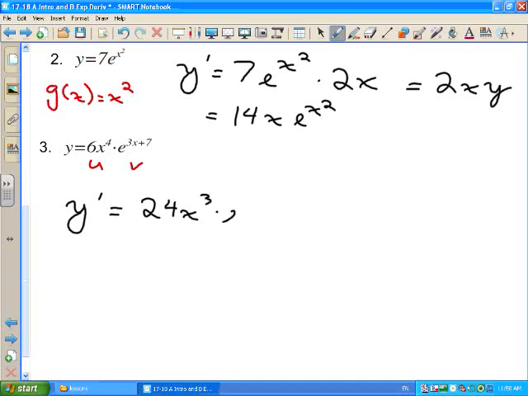Multiply this by our v function, e to the 3x plus 7, plus our original u, so 6x to the power of 4, times, what is the derivative of v going to be here? V is an exponential function, so we're going to have our original exponential function, e to the 3x plus 7, times the derivative of what's in the exponent, which is just 3. Okay. So now we should look at what's common to these two terms and try to factor it.